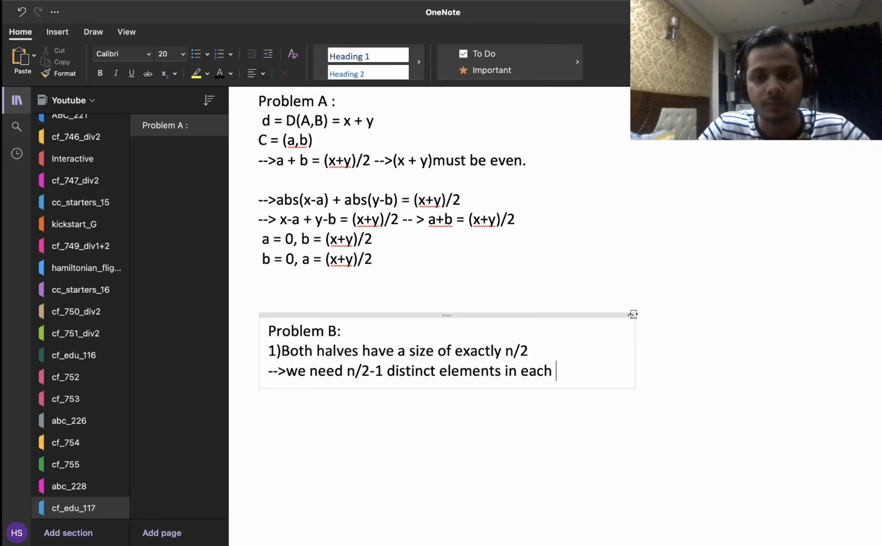Now, one thing that we can notice here is that a greedy strategy will always work, right? If an answer is possible, we can always construct it using a greedy strategy, and that greedy strategy is this.